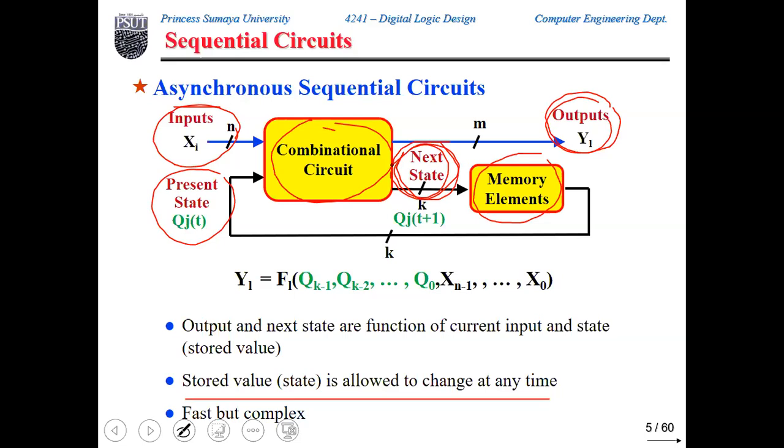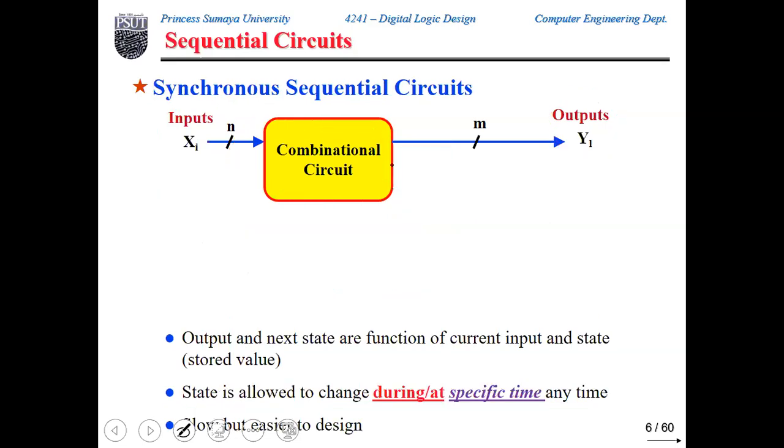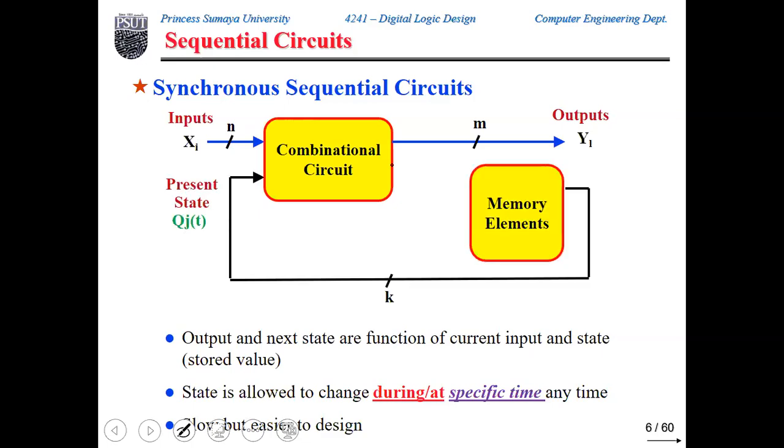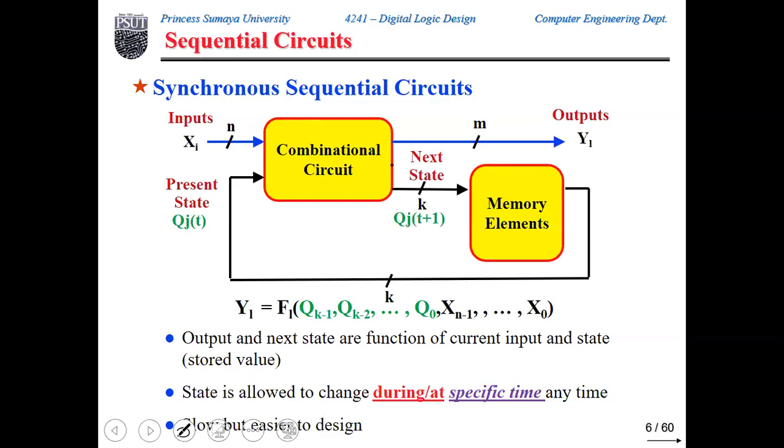And we will talk about it a lot in the coming few lectures. Now, the other type of the sequential circuits is the synchronous sequential circuit, and nothing new here. We have storage elements, we have combinational components, we have inputs, we have present state, we have outputs, the same thing. The outputs are a function of not only the input, the external input, but also the present state, the value that is stored in the storage elements or in the memory elements.